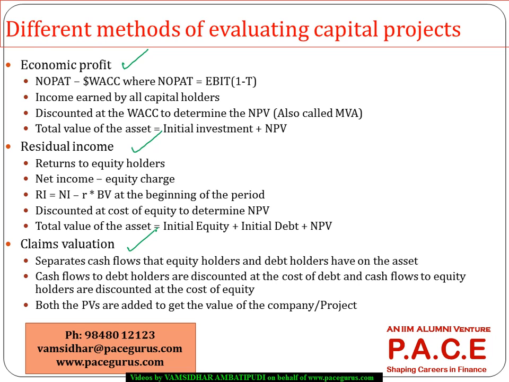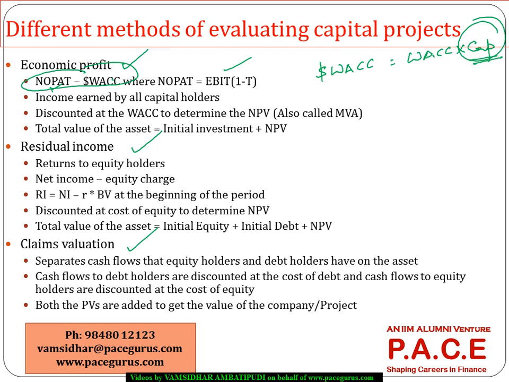The economic profit is based on the concept of net operating profit after tax, which is EBIT into 1 minus T, minus the dollar WACC. Dollar WACC is nothing but the WACC multiplied by the capital that is there, which is the accounting capital that is available.